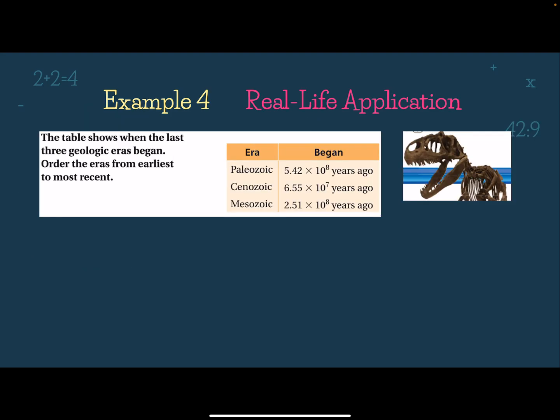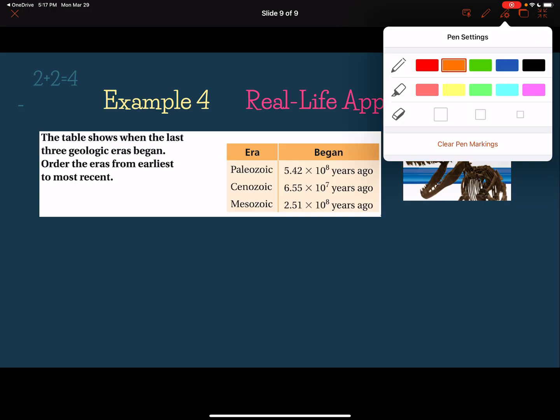Okay, next problem. Example 4, real-life application. The table shows when the last 3 geologic eras began. Order the eras from earliest to most recent. Okay, notice they're all written in scientific notation, so Paleozoic, Cenozoic, Mesozoic. We're going to take those and compare them.